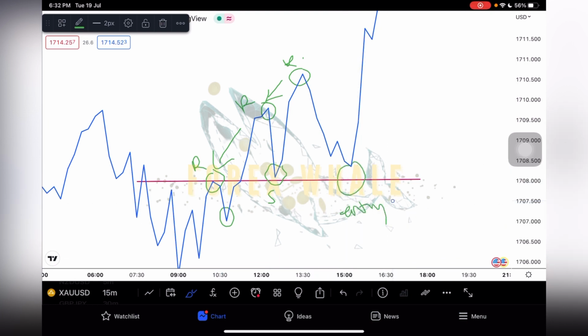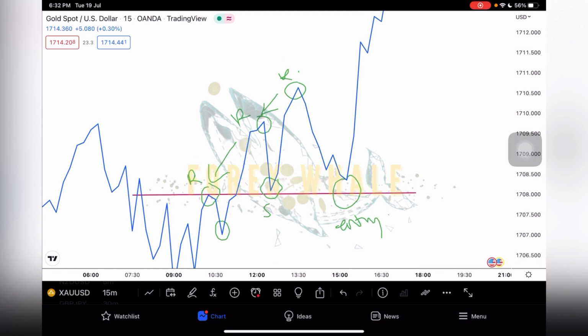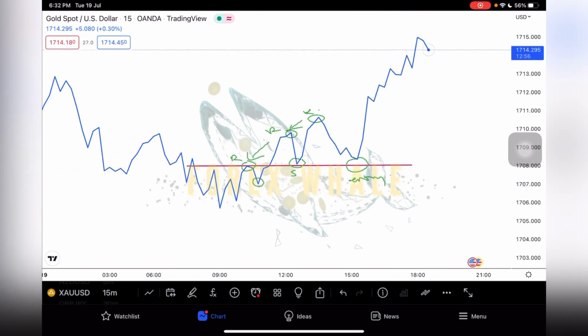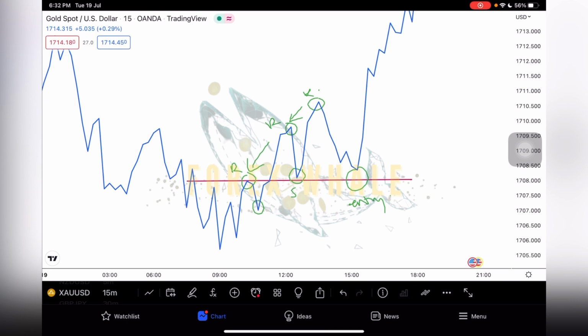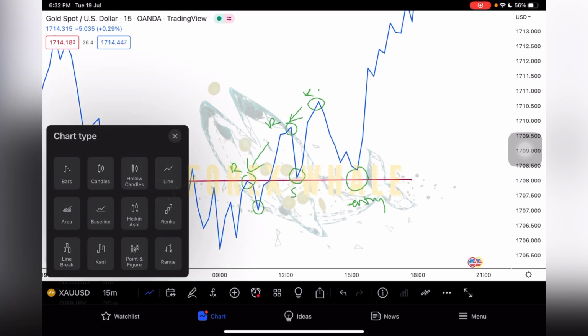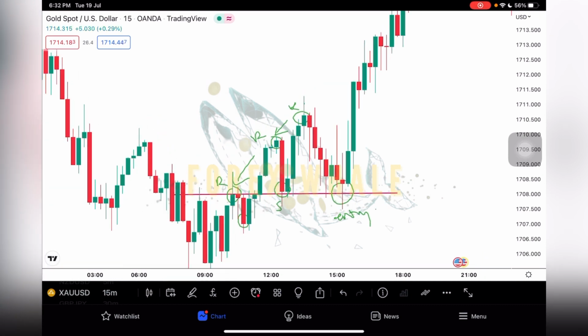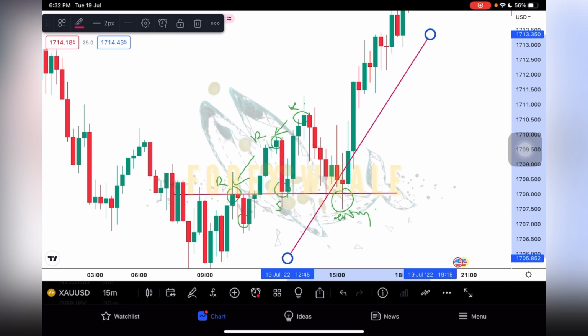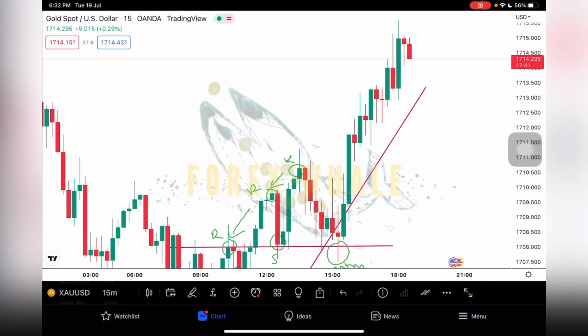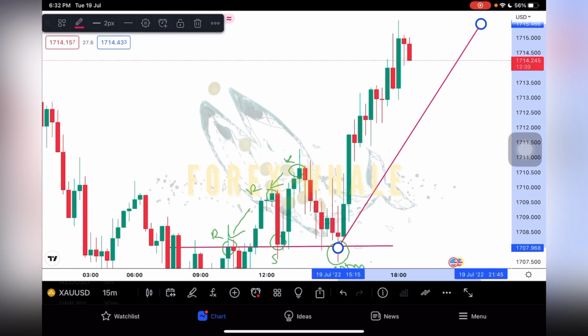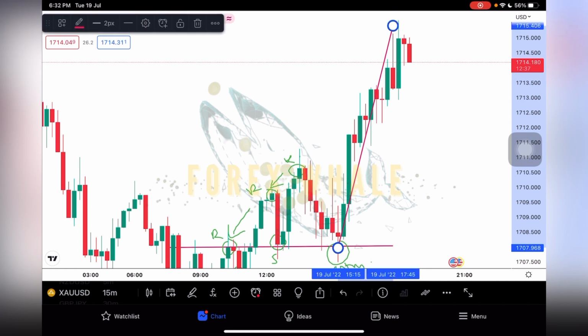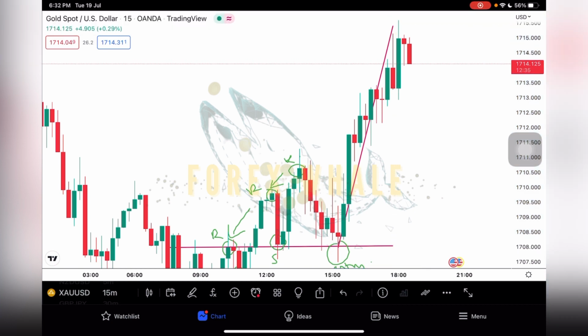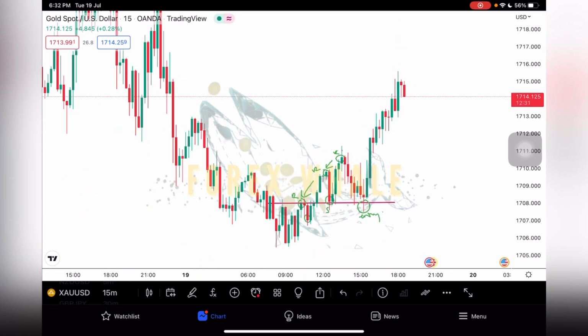Okay, this is a perfect example. Look, price went all the way up. So switching back to the candlestick, this is where we took our entry, and then price went all the way up, I think about 60 pips, I guess, around 50 pips. Okay, so this is the first example for RBS.